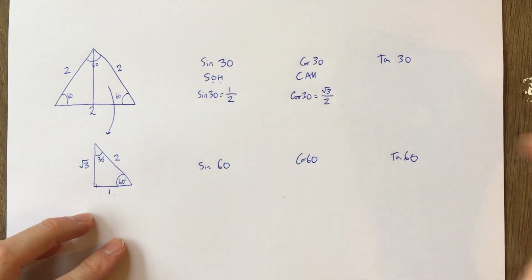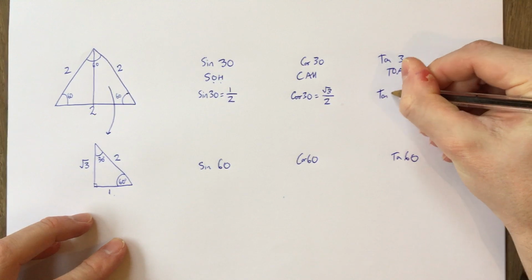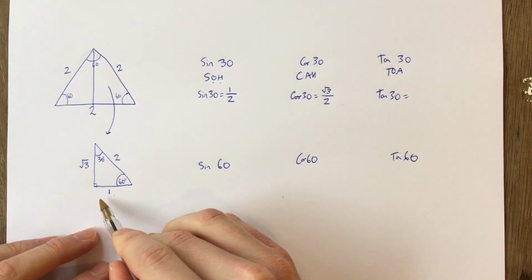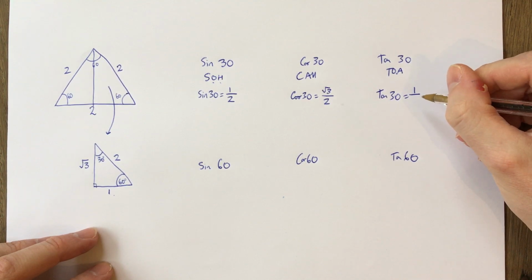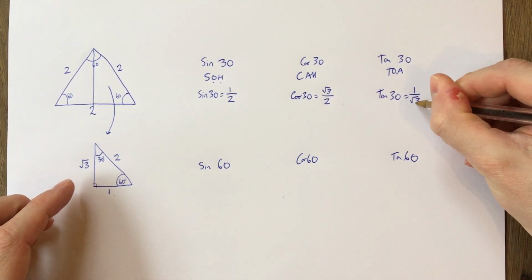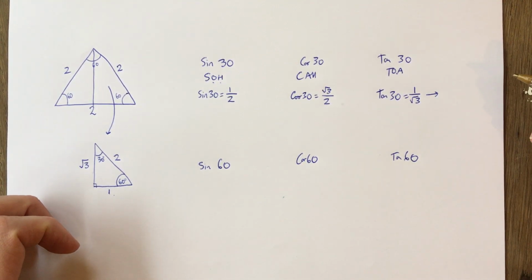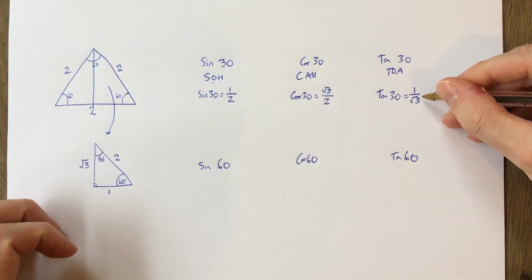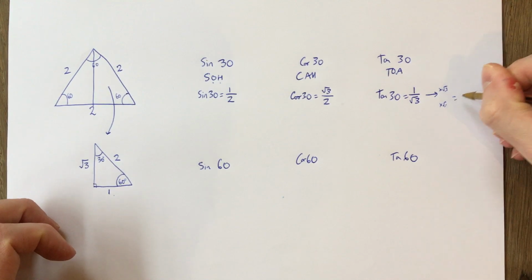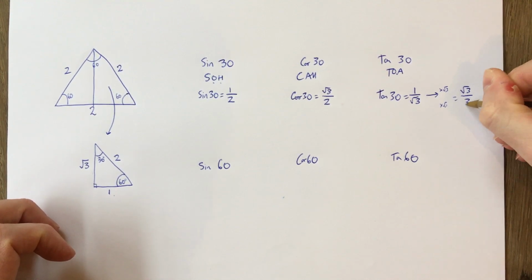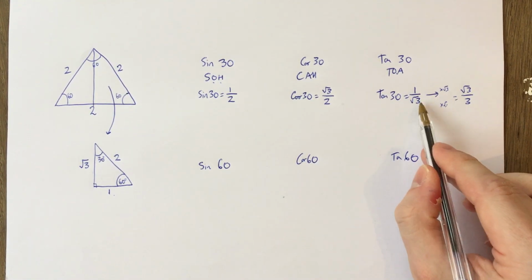Right, tan 30. That's TOA, opposite divided by adjacent. So tan 30 equals opposite, as we know, is 1, divided by adjacent, which is root 3. So it can either be written like that, or, as those of you that are confident with your surds know, you can't really have a surd on the bottom, so therefore we have to rationalise it by timesing by root 3, timesing by root 3, to become root 3 over 3. So it could be written as either of them. Okay, but using the triangle, you'd get that.